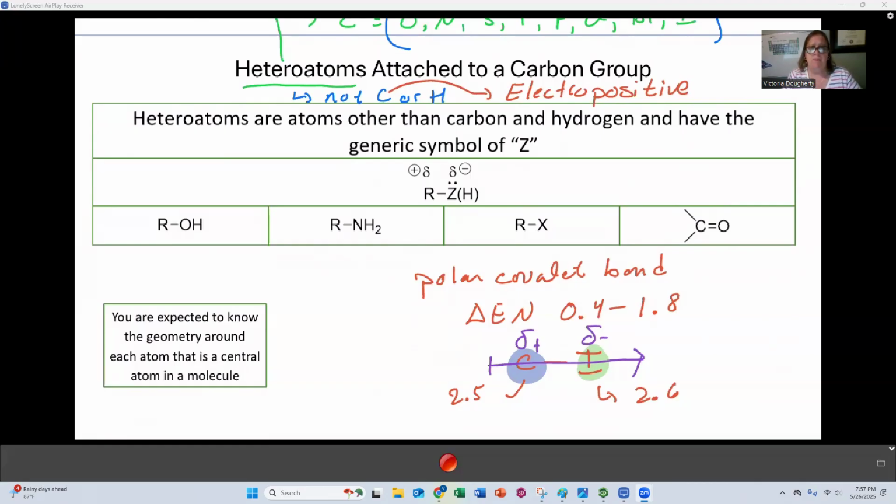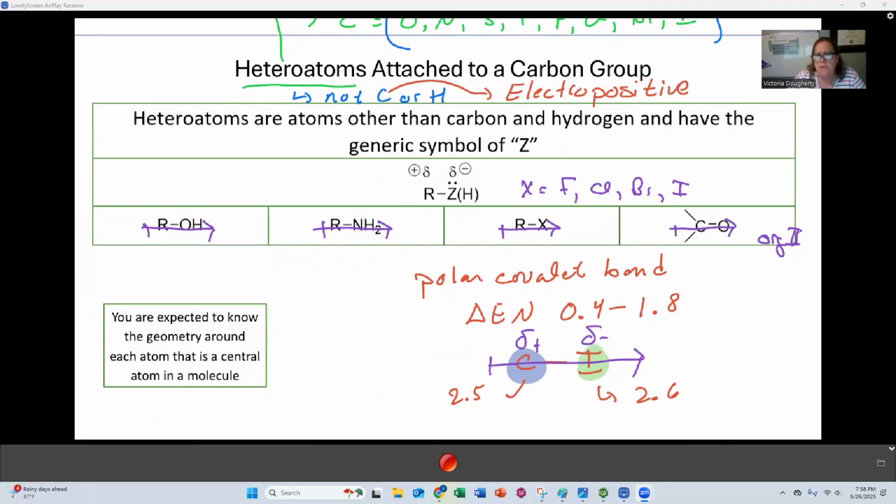And here are some examples of carbon-heteroatom molecules. We have an OH, dipoles going this way. We have an NH2, dipoles going this way. We have an RX. And again, remember, X is equal to what? Fluorine, chlorine, bromine, and iodine. Now, this is more of an organic 2 thing right here. This is what we call a carbonyl. But again, we have a dipole going from the carbon to the oxygen atom.